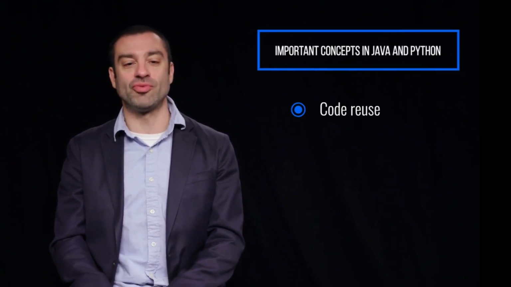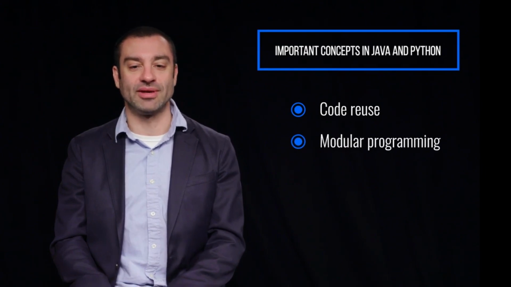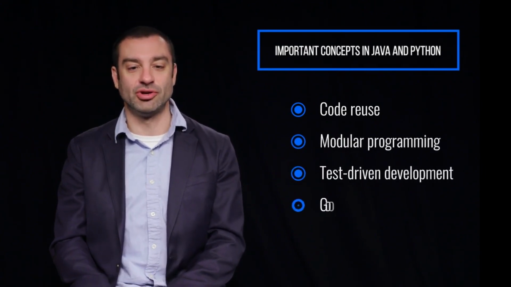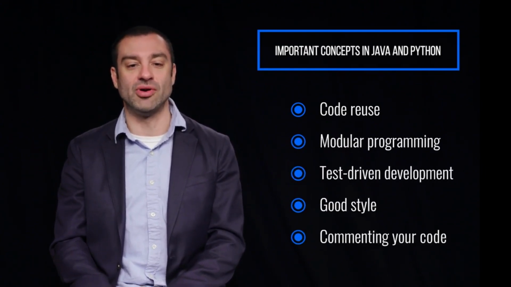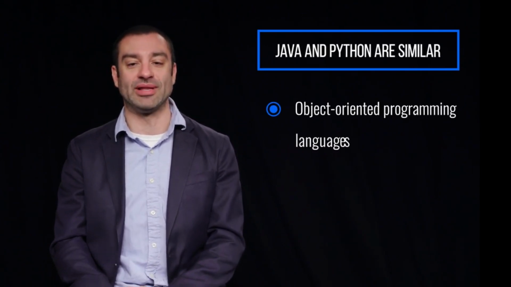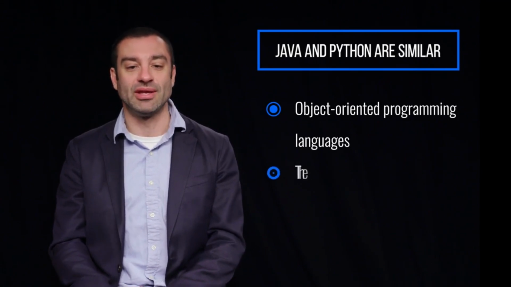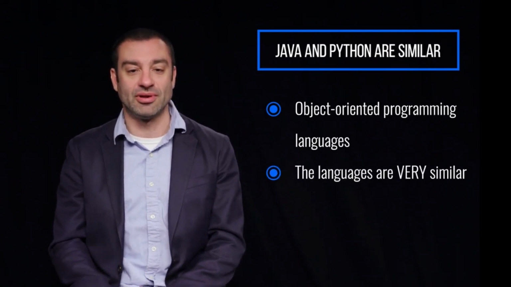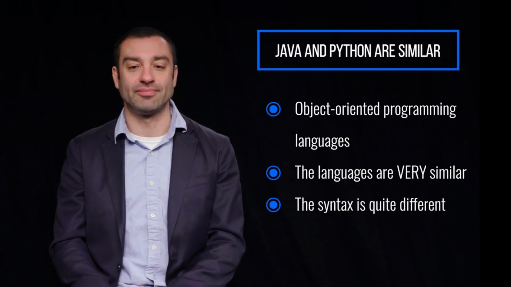First, should we forget about Python? In terms of the syntax, yes, mostly. But you should not forget about code reuse, modular programming, test-driven development, good style, or commenting your code. These concepts will remain important and apply to both Python and Java. Java and Python are similar in that they're both object-oriented programming languages. Conceptually, the languages are very similar, but the syntax is quite different.